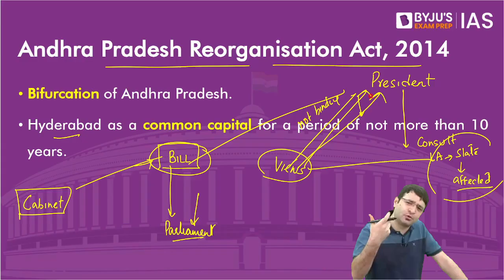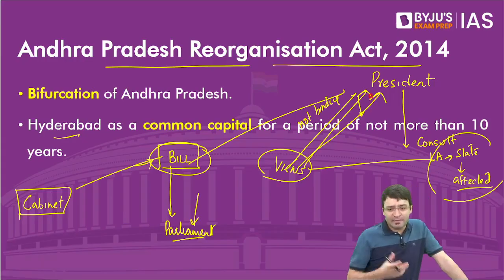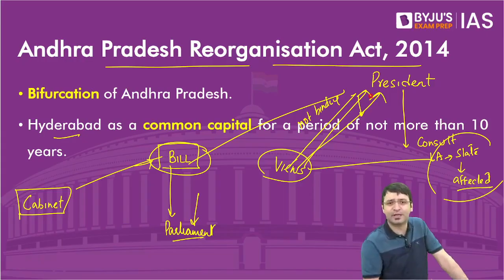Maybe you will come up with a good argument, which we will consider, but I'm only consulting you. Your views are not binding on me. When the view was given, 'Please don't bifurcate Andhra Pradesh,' the President had a smirk, a smile. The President gave the approval to the cabinet: now you can introduce this bill in the parliament.